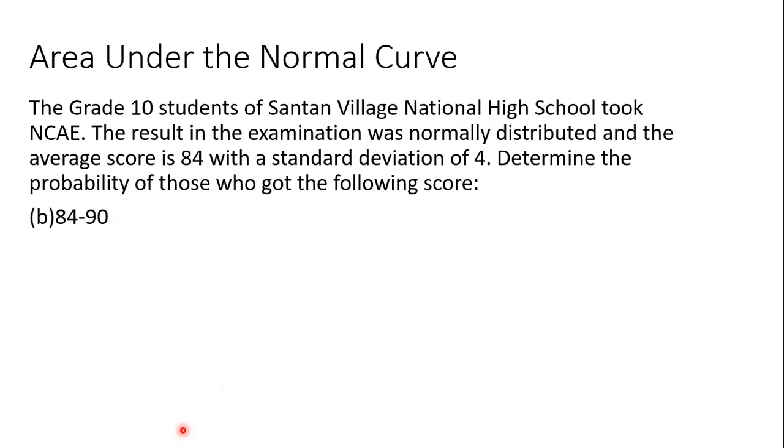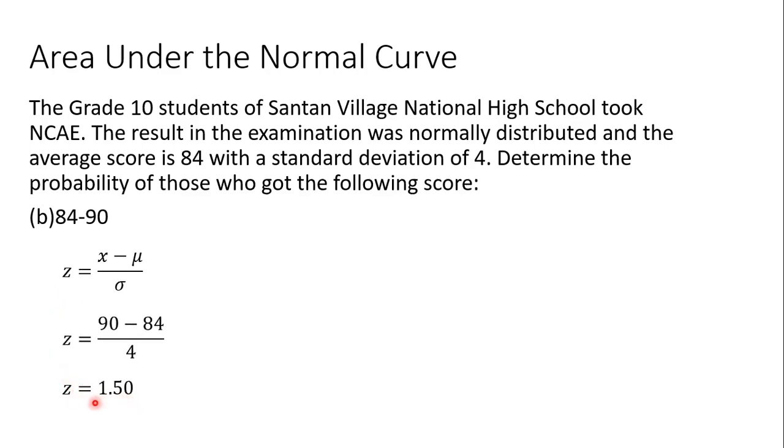Next, punta naman po tayo sa letter B. This time, we're going to get the probability of those who got the score 84 to 90. So again, ang 84 natin ang ating mean. So ibig sabihin, 90 will be our x. So substitute the values of x, mean, and standard deviation to the formula of our z-score. We will arrive at the answer, positive 1.50.